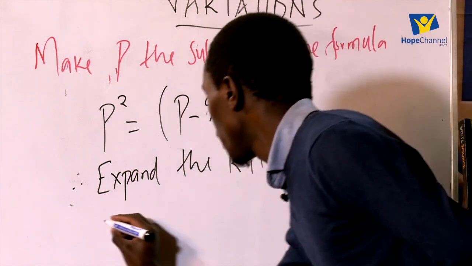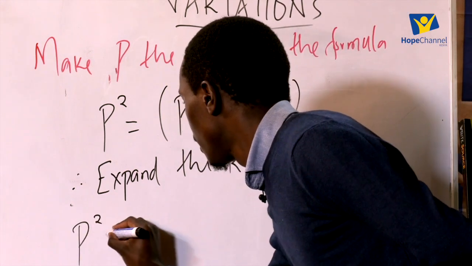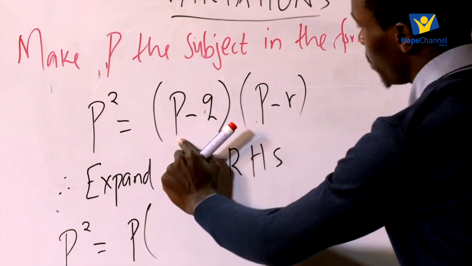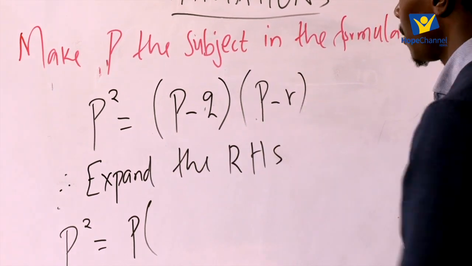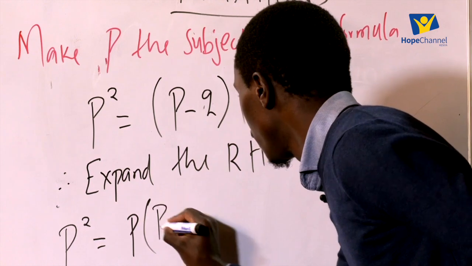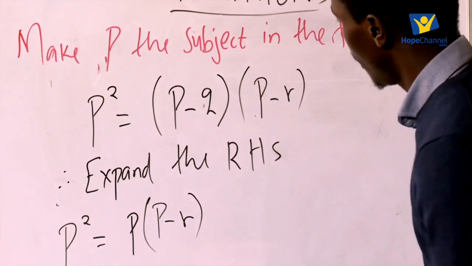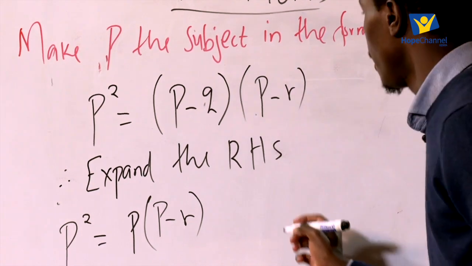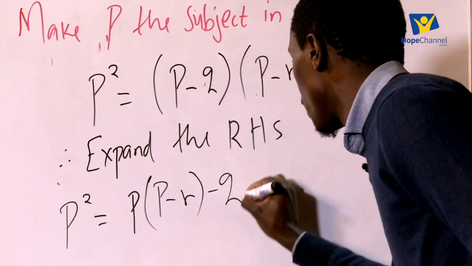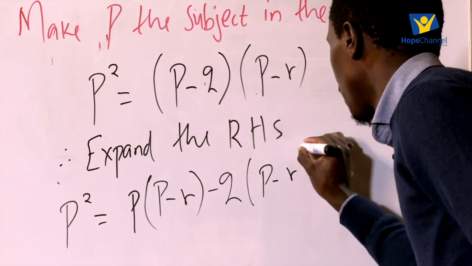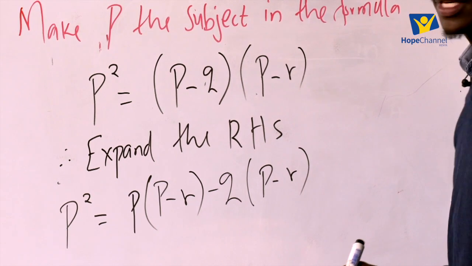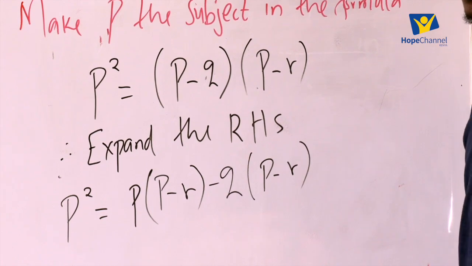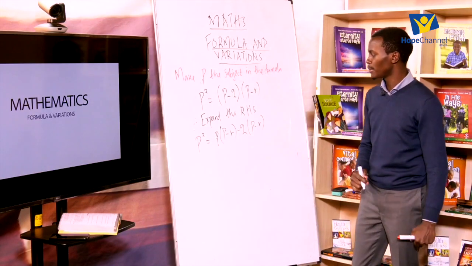So by expanding, we'll have P squared is equal to P. This P multiplies the whole of the second bracket, that is equal to P minus R. And then the negative Q that we have here is also going to multiply the second brackets, and that is what we mean by expansion. Then do the correct multiplication when opening the brackets, because we know opening the brackets simply means multiplication.